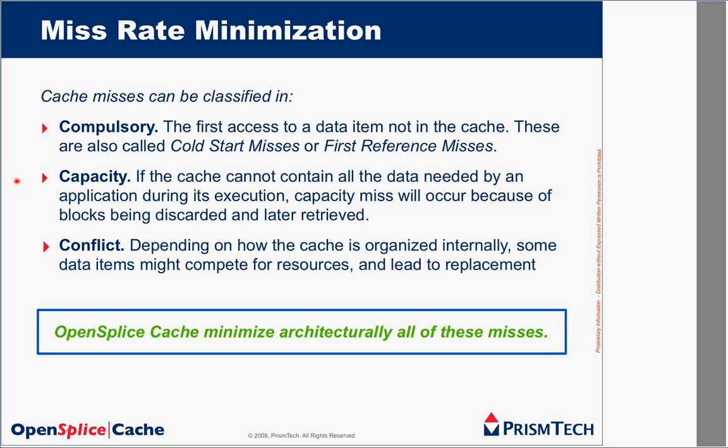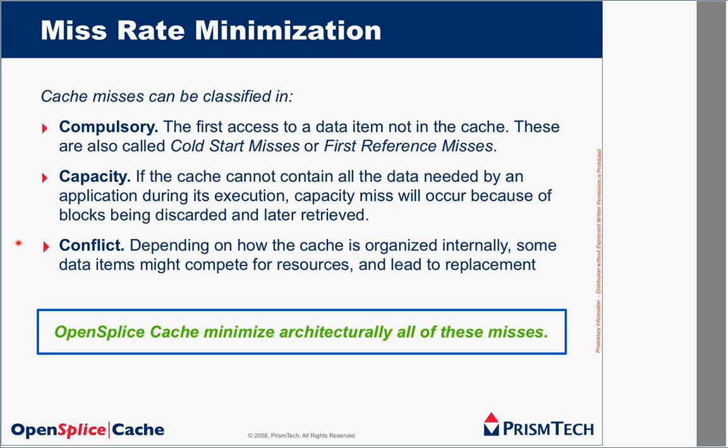Depending on how you actually implement the software cache, you might have different key-value pairs end up competing for resources even if there is enough space in the memory or available space in the cache memory. That's a very important aspect because ideally you would like to have a cache implementation that doesn't suffer conflict misses. So OpenSplice EDS, with respect to miss rate minimization, has really been designed to reduce to the minimum the misses due to these three classes.